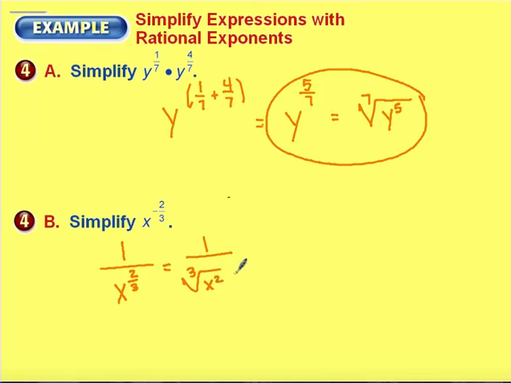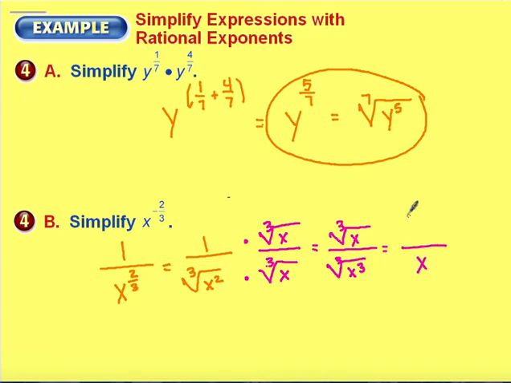And remembering our simplification rules, we are not allowed to have a radicand in our denominator. So this problem is going to need rationalized. So since this is the cube root, that means I need 3 x's to come out of here. So I'm going to multiply by the cube root of x on top and on the bottom. So that gives me on top the cube root of x divided by the cube root of x cubed, which is simply just x.